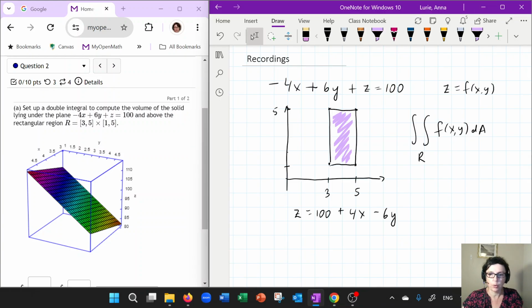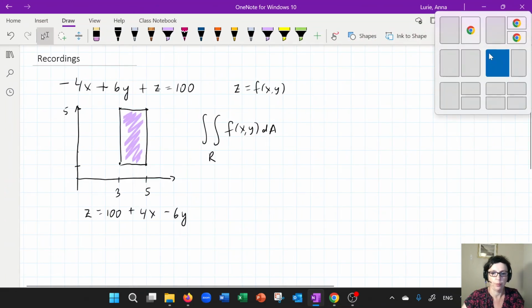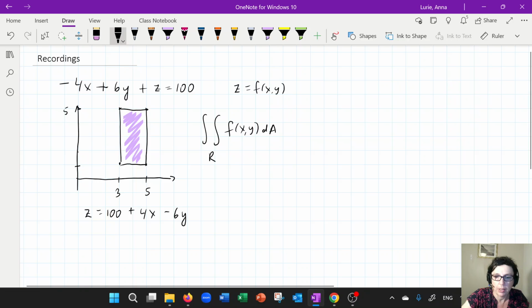Okay, so let's start working on actually finding the volume. The setup is going to be very easy here because all we've got to do is integrate over this rectangle, and the function that we need to integrate is already given. That would be 100 plus 4x minus 6y.